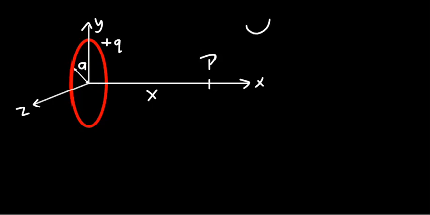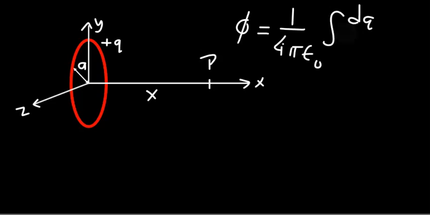Electric potential for a continuous charge system is given in the following form: 1 over 4 pi epsilon naught integral of dq over r, where r is the distance from an elemental charge to the point of observation. If we were to apply this equation to the system at hand, we have to divide this entire ring into tiny elements of elemental charge. Now let's assume the amount of charge within that shaded region is dq.